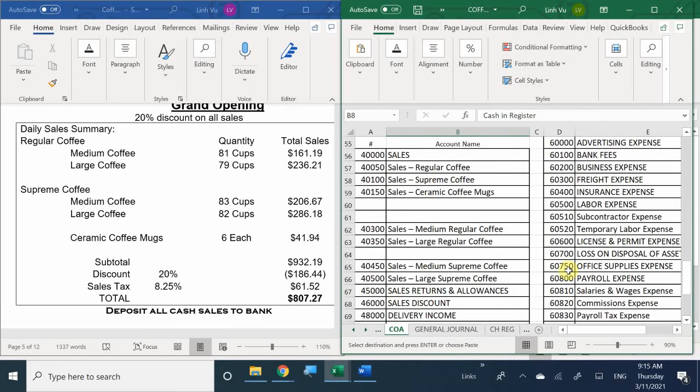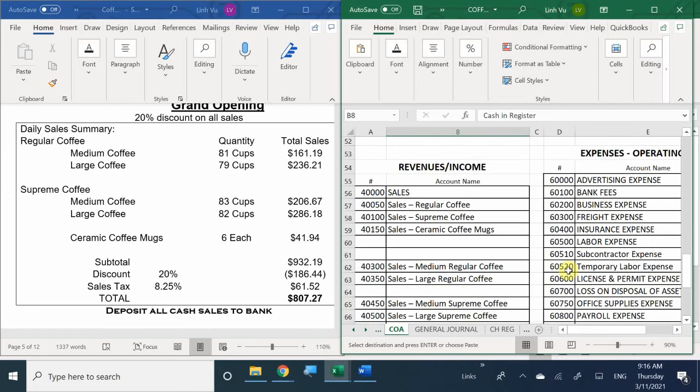Sales tax payable. Not yet, not yet. We're missing one item on there. Ceramic coffee mugs. Okay, 12050. Good. 120, 50. That's an inventory item.